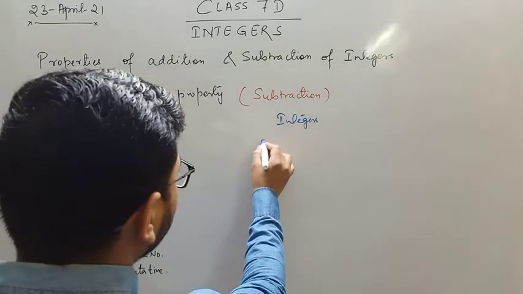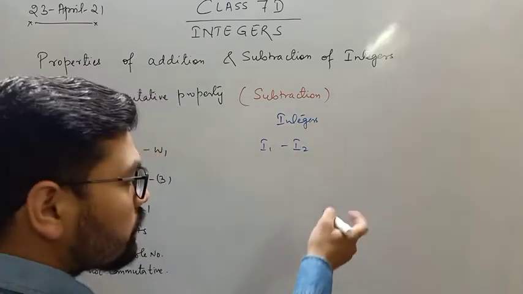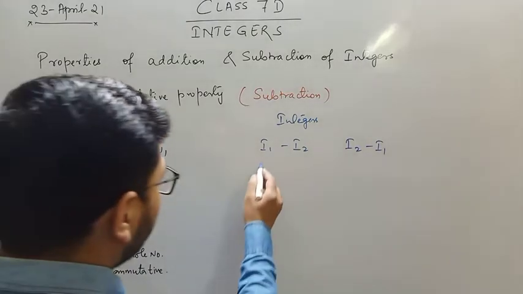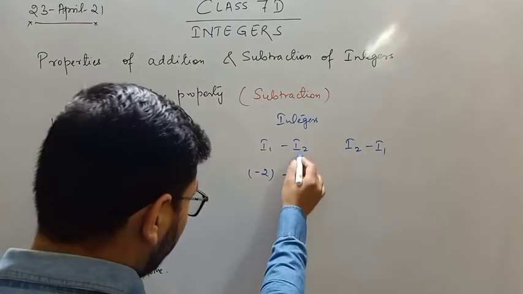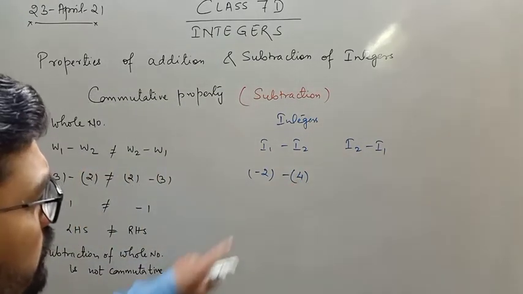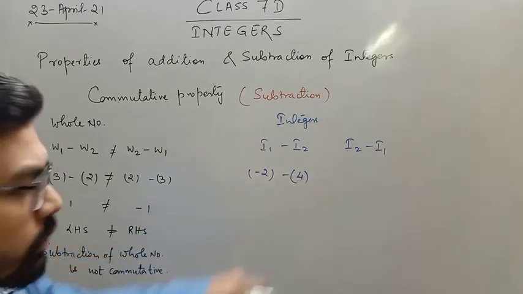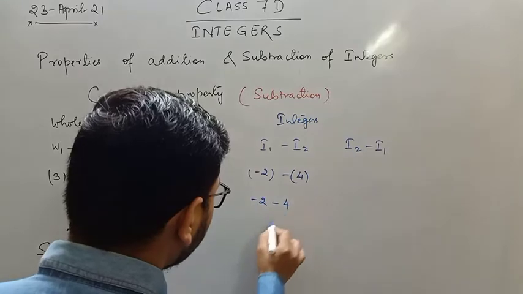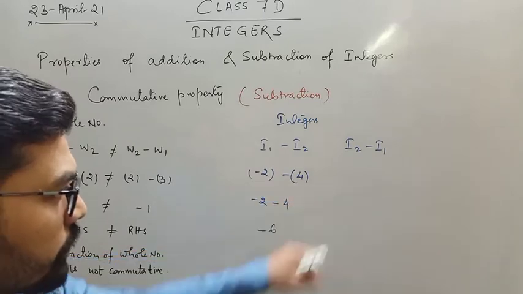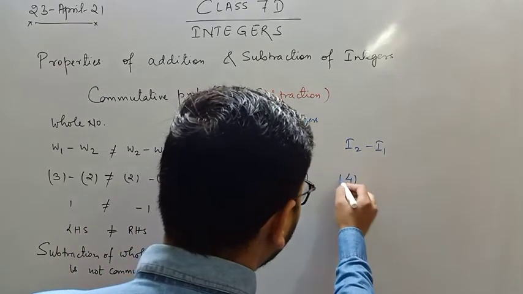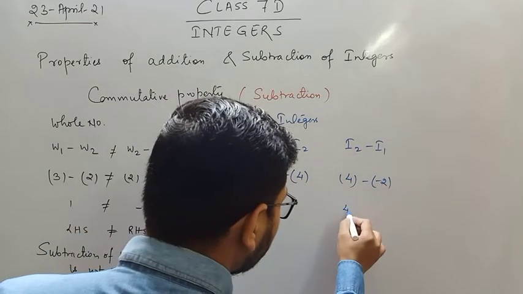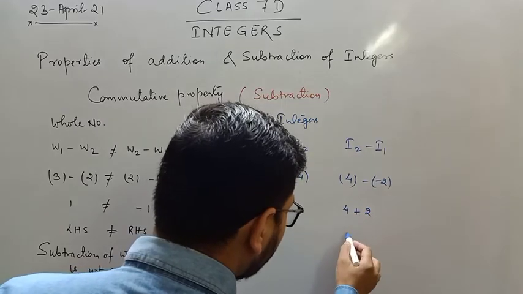Let's say I have an integer I1 minus I2. Is this equals to I2 minus I1? Let's check. Let's take one negative integer minus 2, and there is one positive integer, let's say 4. Okay, what result I'll get is minus 2 minus plus 4 will give me minus 2 minus 4, which is equals to minus 6, right? Now should I get the same result when I interchange the positions? Like if I write 4 minus minus 2, right? So minus minus give me plus 2, so 4 plus 2 is equals to plus 6.